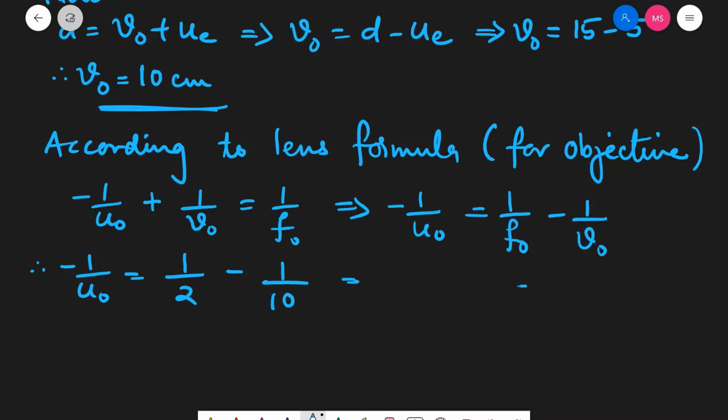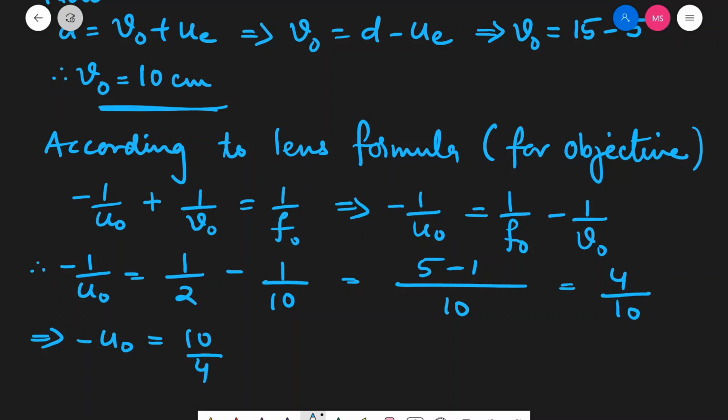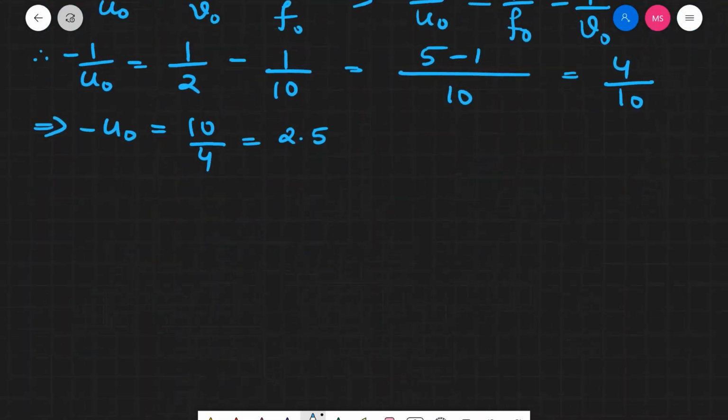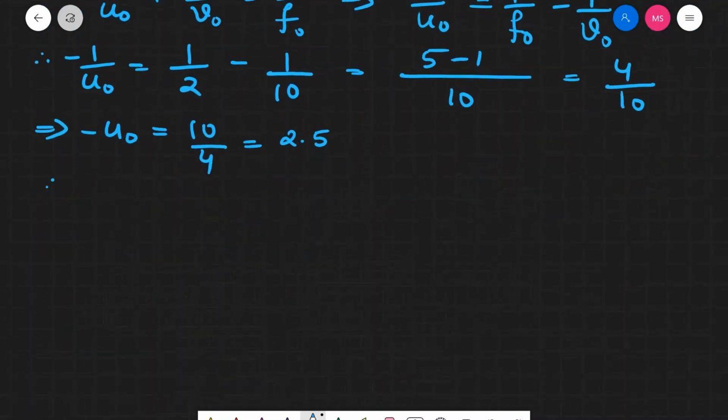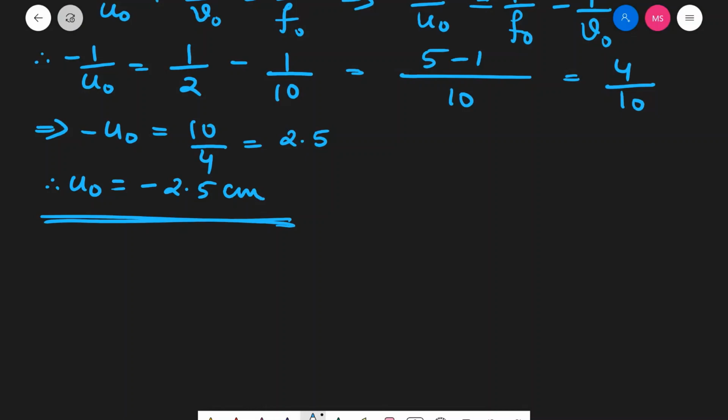So LCM here will be 10. So 5 minus 1. So this will be equal to 4 by 10, or you can say that minus UO will be 10 by 4, that is 2.5, or therefore UO will be equal to minus 2.5 centimeter. So in this case, in order to obtain the image at near point, the object must be kept at a distance of 2.5 centimeter from the objective.